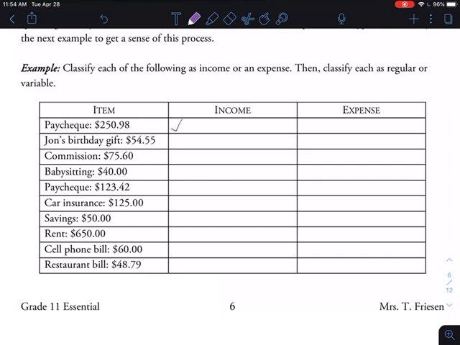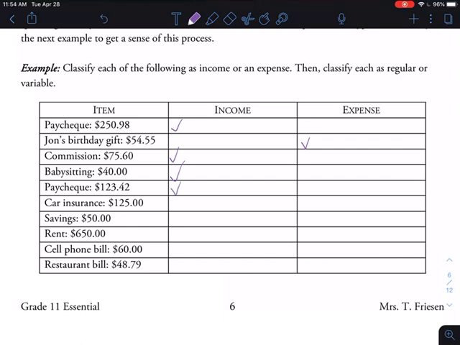Okay, next, John's birthday gift. That's an expense. You have to spend money on a birthday gift, so you're losing money, so it makes it an expense. Commission, that would be income, okay? So you're earning money on something that you sold, so there we go. That's money coming into your account. Babysitting, that would also be income, okay? These aren't all, for the record, not all one person, okay? These are just options of things that could be income or expenses, okay? A paycheck. Again, you're getting paid.